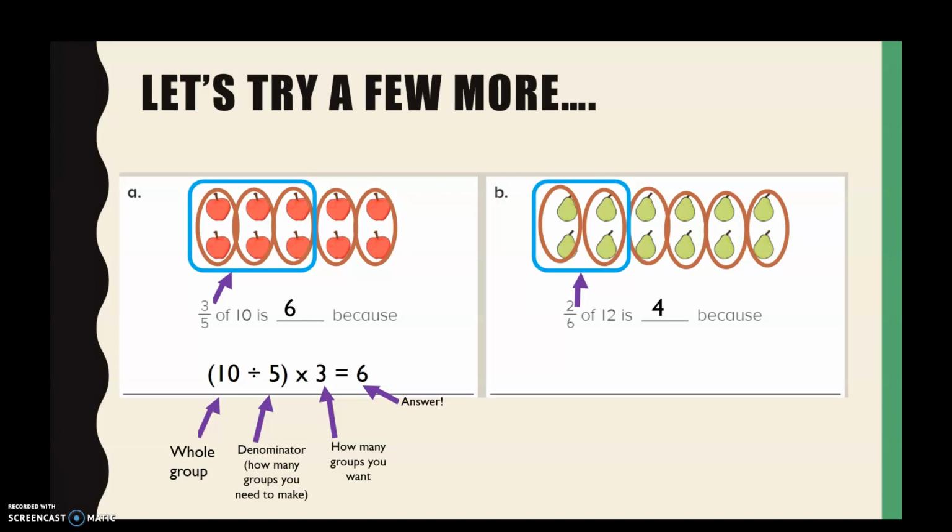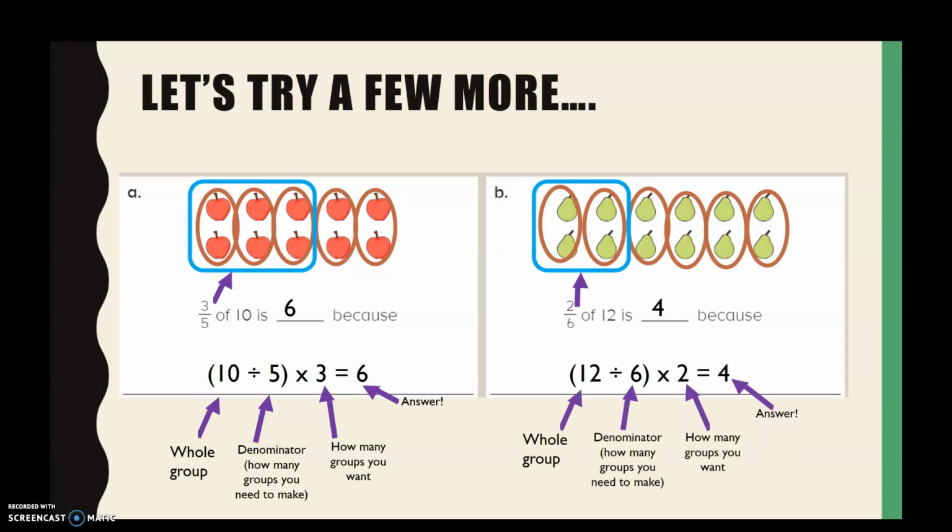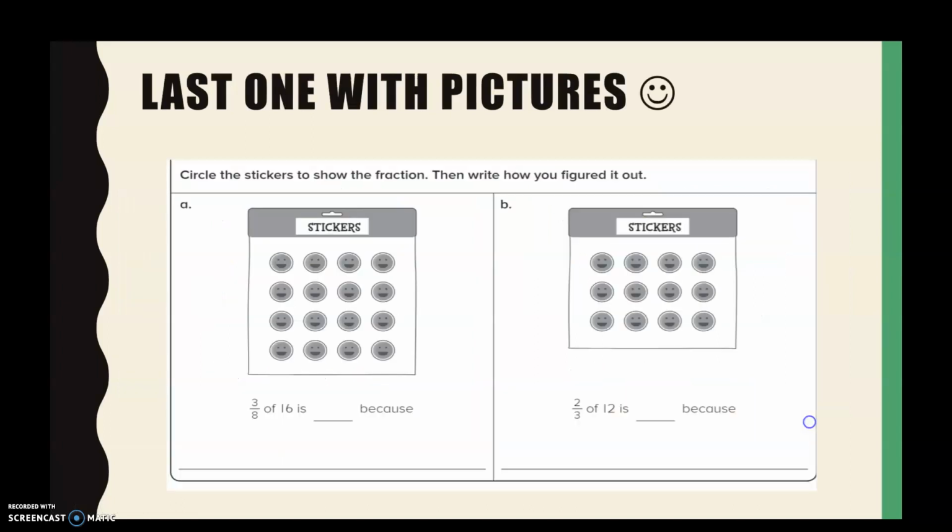Because, let's check our reasoning, right? We started off with 12, we divided it into 6 equal groups, and then we multiplied it by 2 because we want 2 of those groups. So you start with your whole group, divide it by however many groups you need to make, and then multiply it by however many groups you want to get your answer. Same process. So you can work with visuals every time. You can also try to explore without visuals if you want.